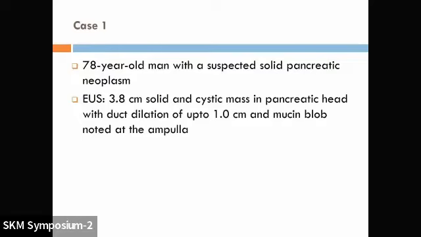Our first case is a 78-year-old man with a suspected solid pancreatic neoplasm on EUS. A 3.8 centimeter solid and cystic mass was identified in the pancreatic head with associated duct dilatation, and characteristically, a mucin blob was seen at the ampulla.